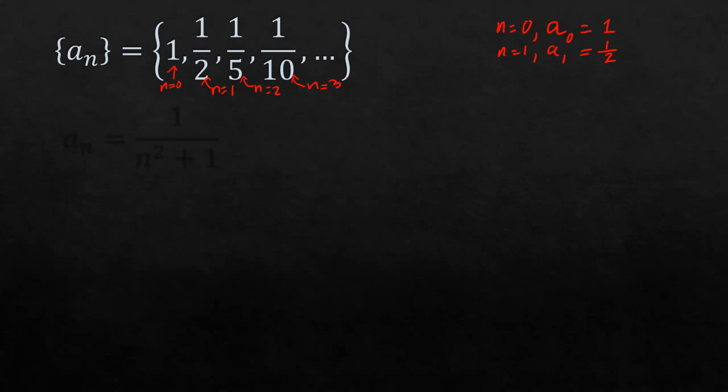Are you seeing something yet? What's the next term in the sequence if we had to write it down? The next term in the sequence, I think, is going to be 1 over 17 when n is 4. Are you seeing it yet? I would say that you have, and that the formula for that would be a_n is 1 over n squared plus 1, right?